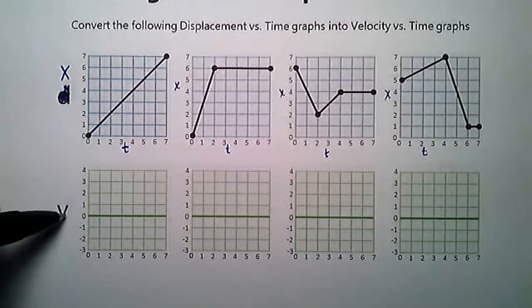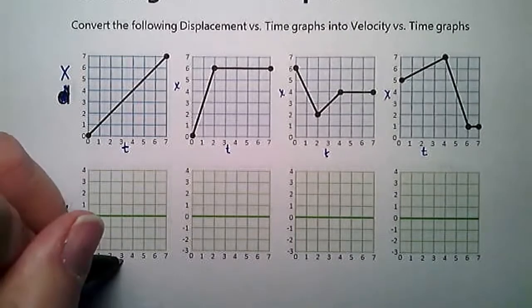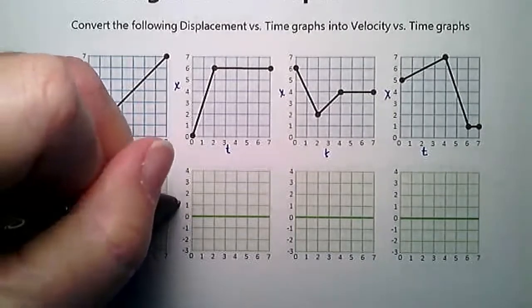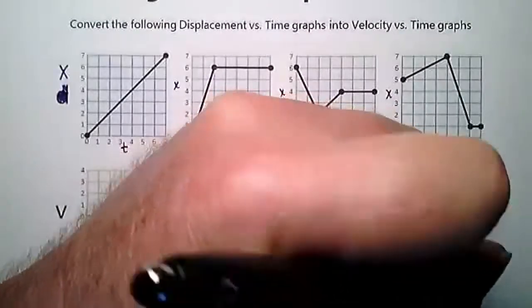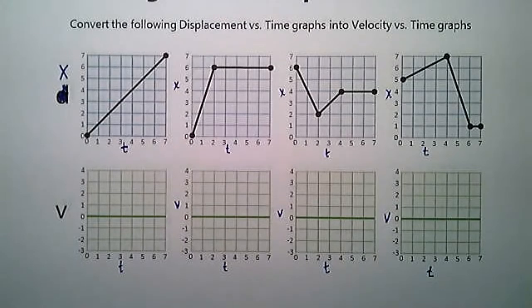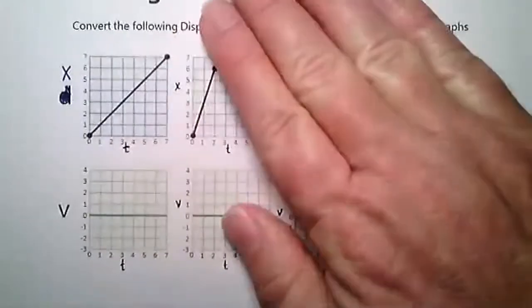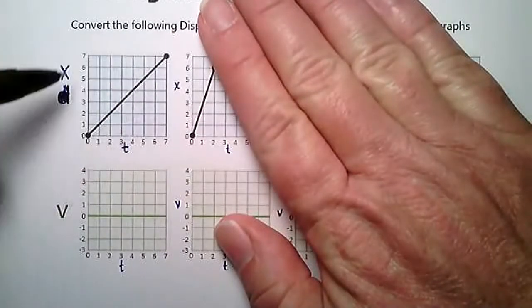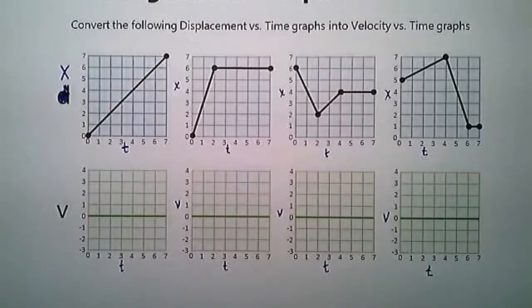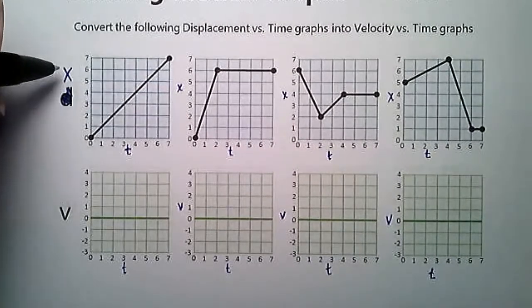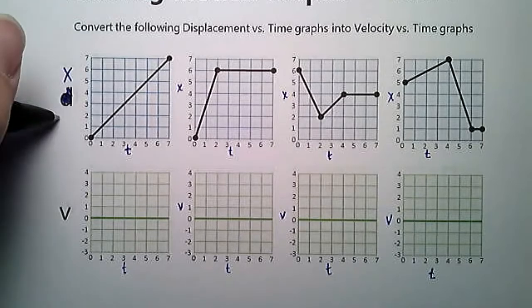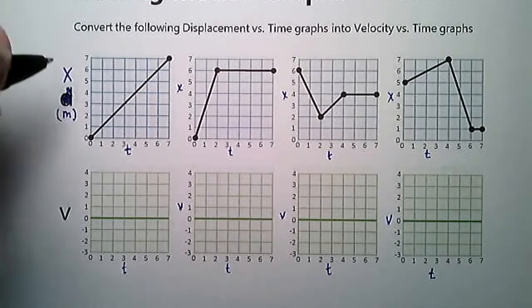Down here, we've got velocity on the y and time on the x. So again, these will be v and t, v and t, v and t. Okay. So we're going to focus just on this first graph right here, and we'll move one after the other. If I look at this, remember that this is position as measured in meters.